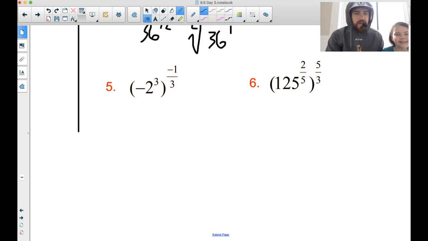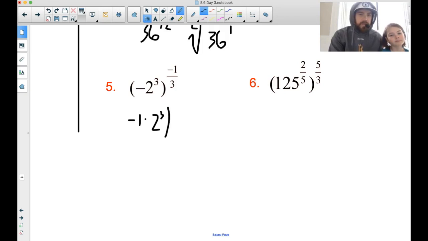Negative 2 to the third power to the negative 1/3 power. This one's a little tricky because of that negative. So I'm going to take this route. I'm going to say this is negative 1 times 2 to the third power, and then all that to the negative 1/3 power, like that.